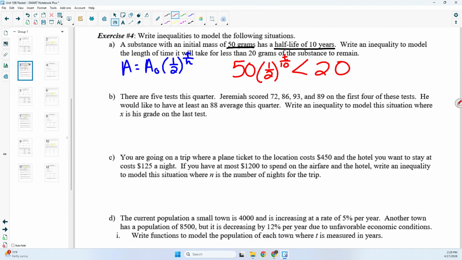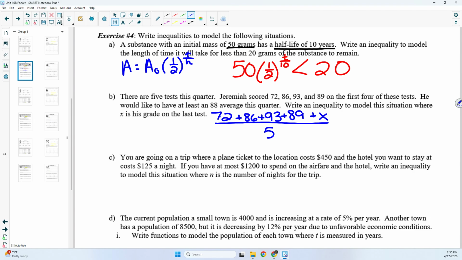This one says there are 5 tests this quarter. Jeremiah scored 72, 86, 93, and 89 in the first 4 of these tests. He would like to have at least an 88 average this quarter. Write an inequality to model the situation where x is his grade on the last test. So this problem is not the formula we have on the formula sheet. This is a basic average problem. We did this in Unit 4. And we know, just from basic knowledge, to find the average, we add up the different values. So he had 4 tests, but then he also had a 5th test that we didn't know about, and divided by 5. So that's going to be the average of the 5 tests.